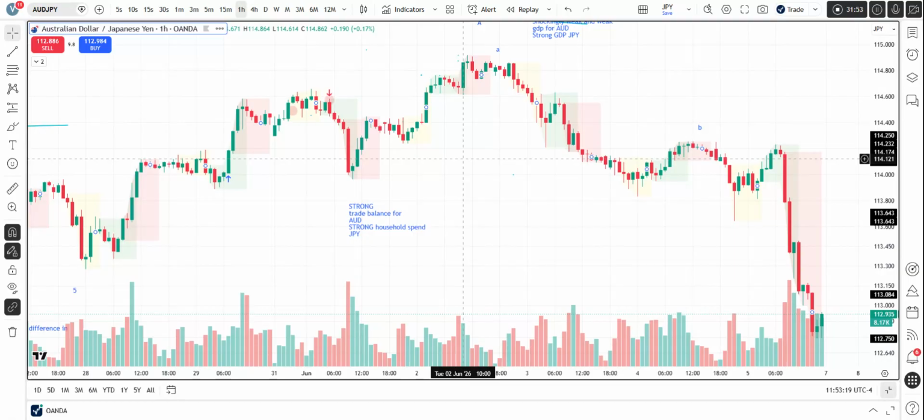So this is the New York session, which is the red, and then the Asian or Tokyo is the yellow. The green is European, and then Australia is the white part. It's the gap in between Tokyo or Asia and the United States.